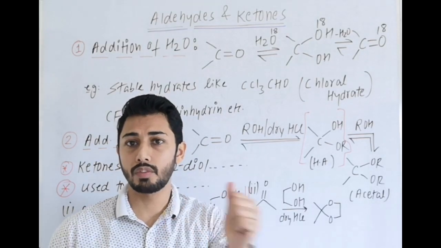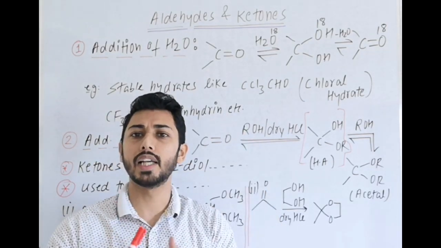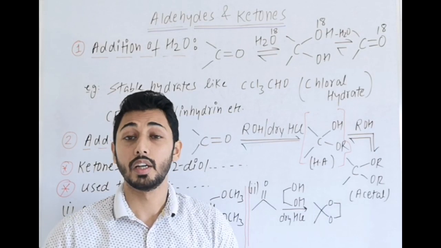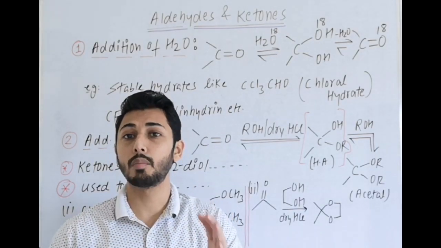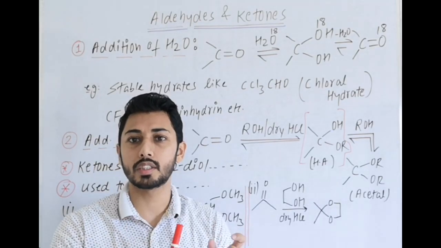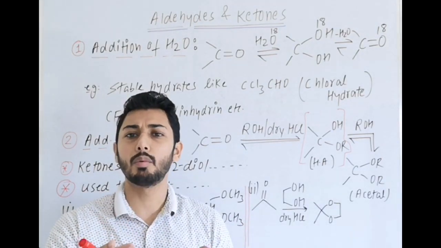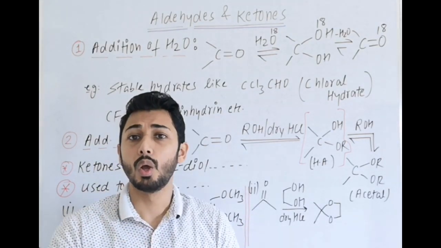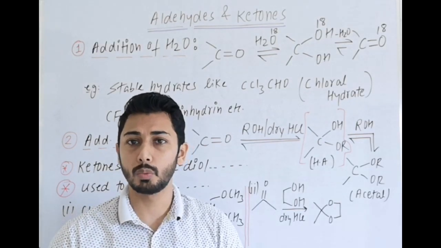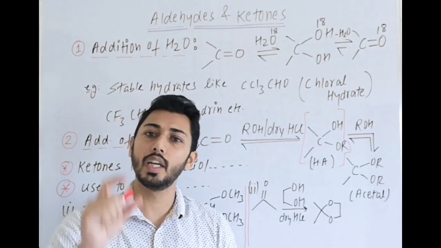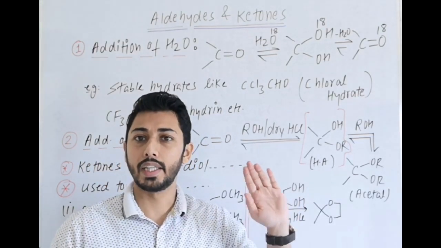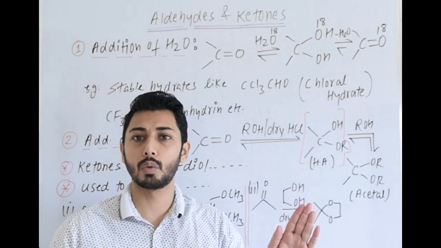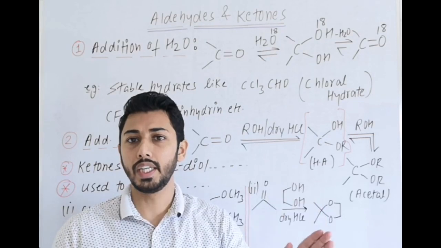Now this reaction will go in the backward direction by merely acidic medium hydrolysis. That's why this reaction is important. Why? To protect the carbonyl group. We can use this reaction to protect carbonyl group in other reactions where some other groups are also present, and we want that only the other groups will react, not the carbonyl group. So therefore, in that case we protect carbonyl group by alcohol in dry HCl.